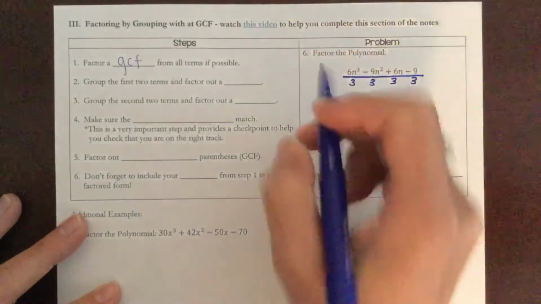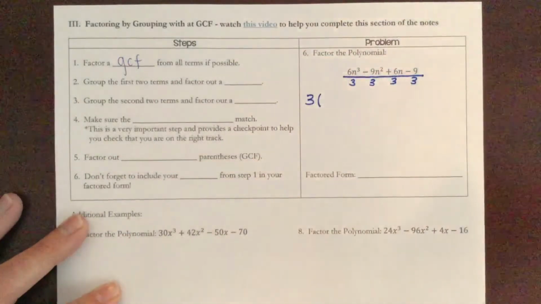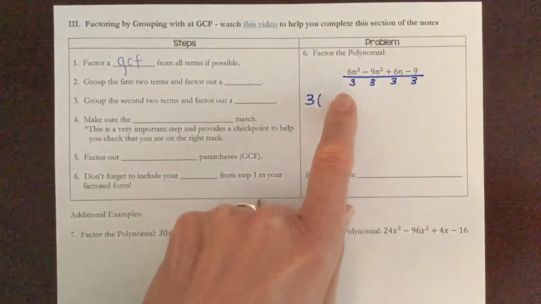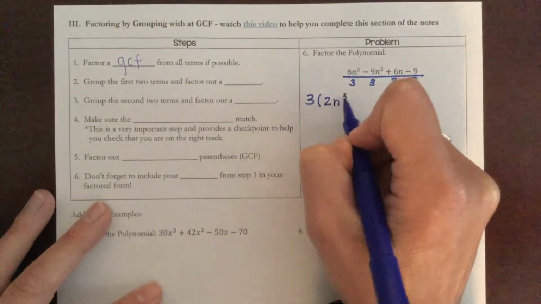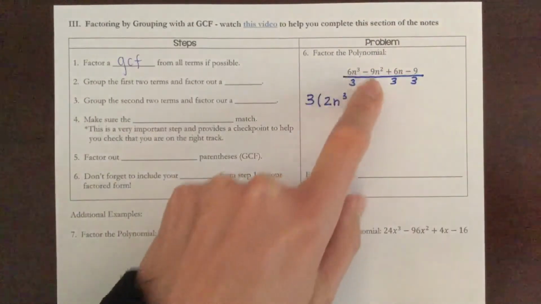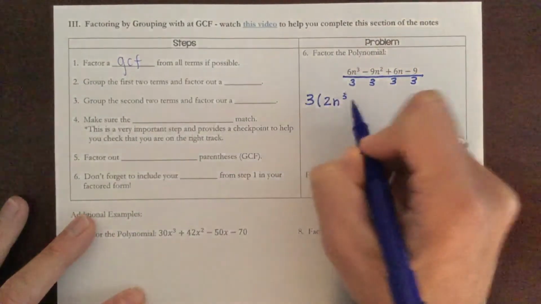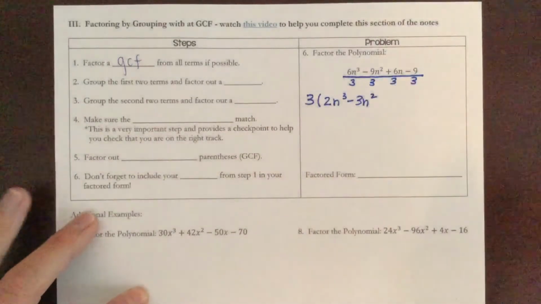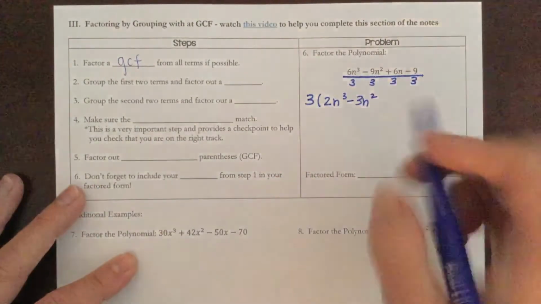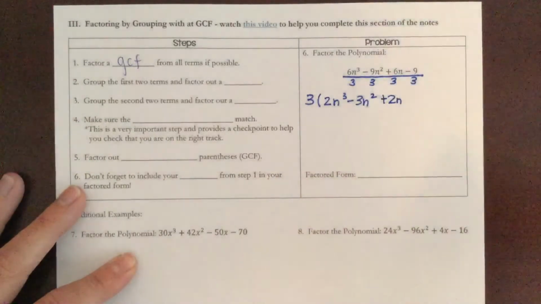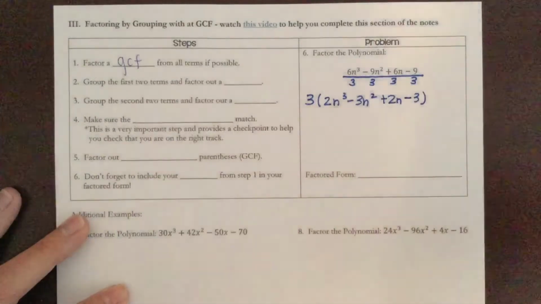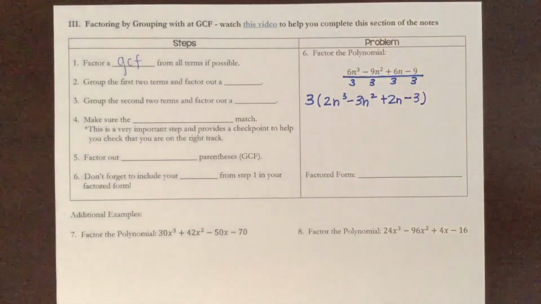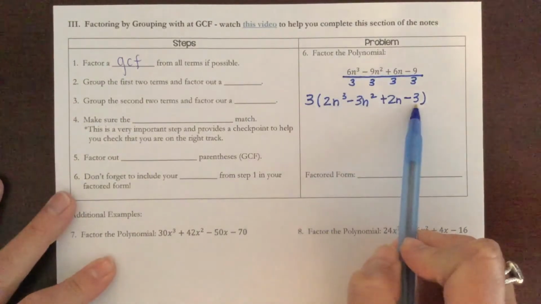by 3. Taking out the greatest common factor of 3 leaves me with 6n cubed divided by 3 makes 2n cubed. Negative 9n squared divided by 3 gives me negative 3n squared. 6n divided by 3 gives me a positive 2n. And finally, negative 9 divided by 3 gives us negative 3. We are now going to complete grouping with the remaining 4 terms of the polynomial.